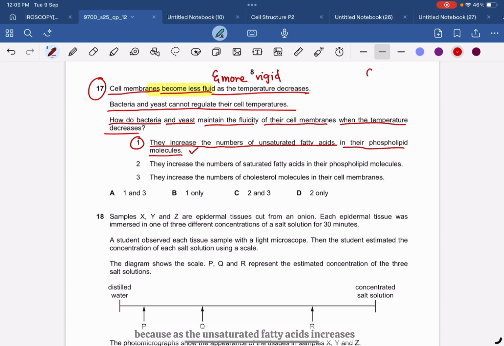Why is this correct? Because as the unsaturated fatty acids increase, there is a kink. We know that there is a kink in the unsaturated fatty acid, right? Due to this kink, it prevents the tight packing of the phospholipids and increases the fluidity of the cell membrane at low temperature. As I am repeating, due to this double bond, kinks are introduced in the hydrocarbon chain of the fatty acid, due to which the fluidity increases.